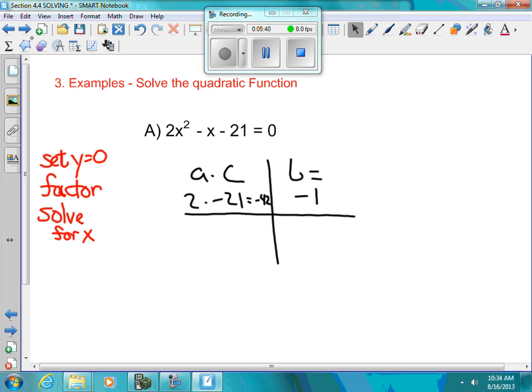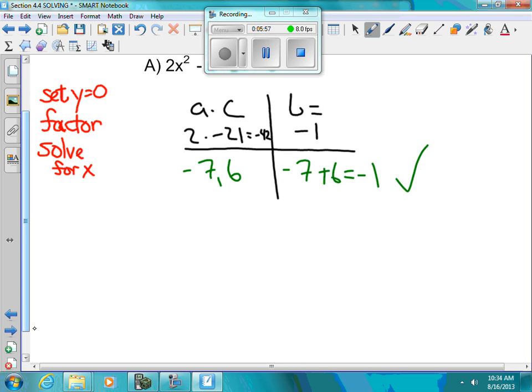Okay, did you find the combination? The combination that I got was negative 7 and 6. They multiply to make negative 42. When you add them, they add to make negative 1. That's our winner, winner, chicken dinner, as we like to say. That's it. So, we plug it in.